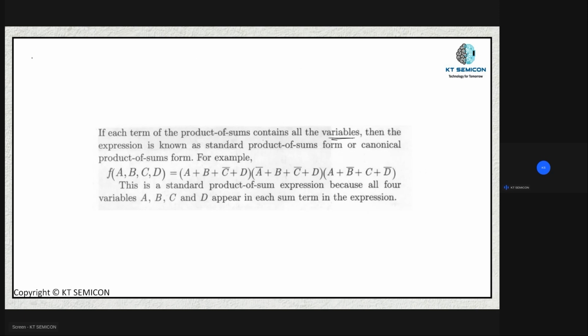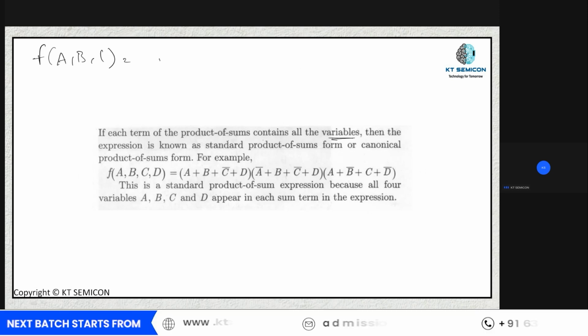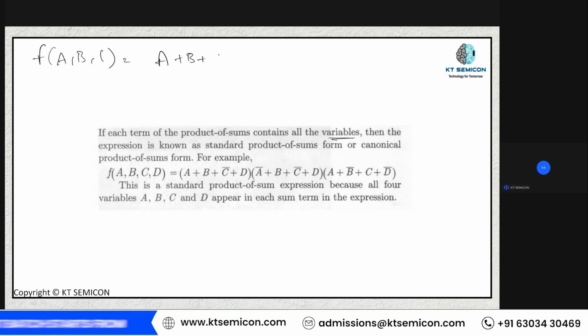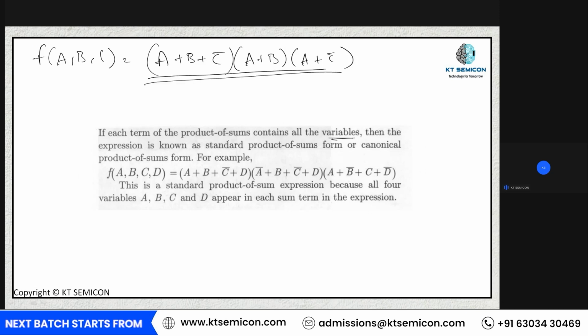For example, if we have f of a, b, c, then it can be written as (a + b bar)(a + b + c bar)(a + b)(a + c bar). This is my POS form of representation, right? But it is not said to be a standard POS form, because in the second and third terms there are missing literals. That is, in the second term we are missing c, and in the third term we are missing b. So that is the reason it is not said to be a standard or canonical form of representation.